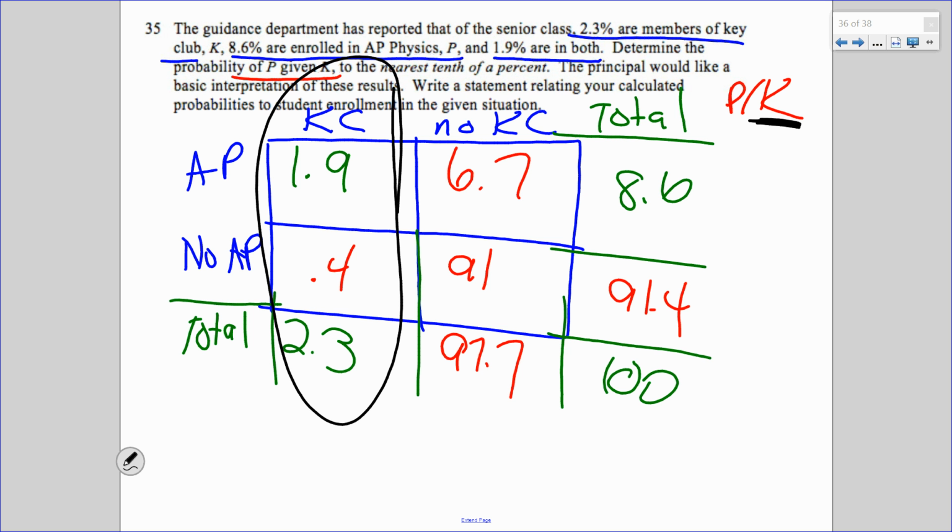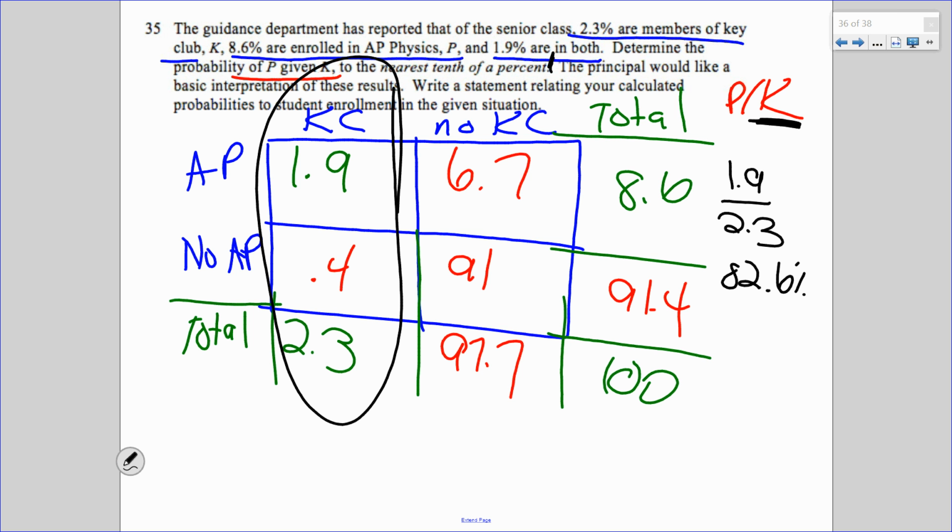So out of the 2.3, 1.9 are in AP Physics. It wants that as a percent, so I'm going to go to my personal calculator here. I'm going to divide them and multiply it by 100 to make it into a percent, and I get 82.6%. Up to here. For conditional probability, circle the row or column you're working with, and it makes it much easier for you.